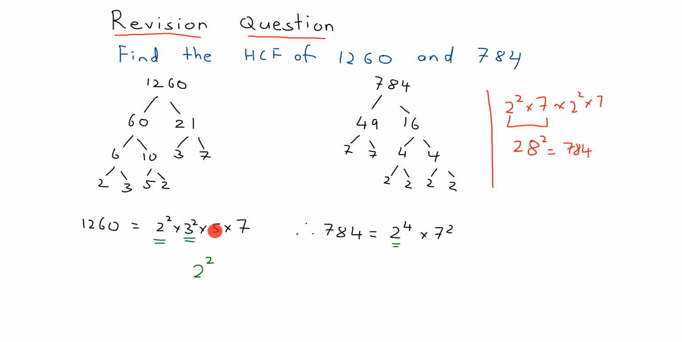I have no 5's in this one, and 1 5 in this one, so I can't have any 5's. And then I've got 1 7 here and 2 7's here, so I have 1 7, and that's the highest common factor. Hey, and look at that, it's actually the square root of 784 that was the highest common factor.